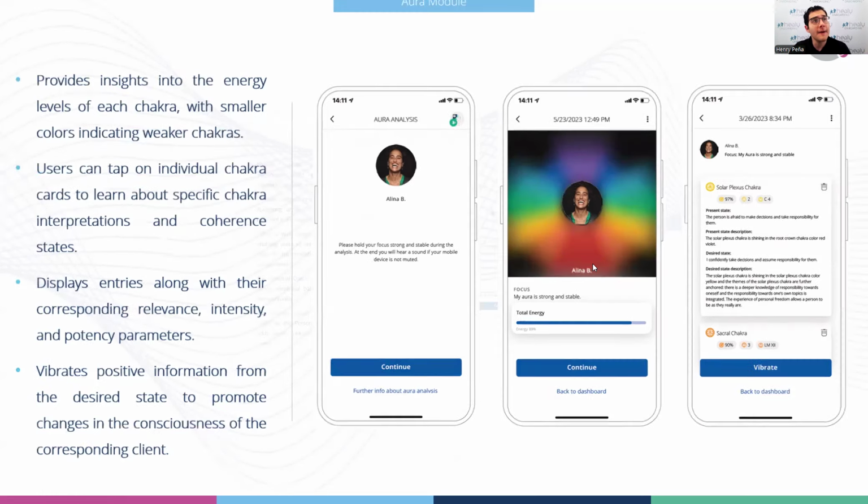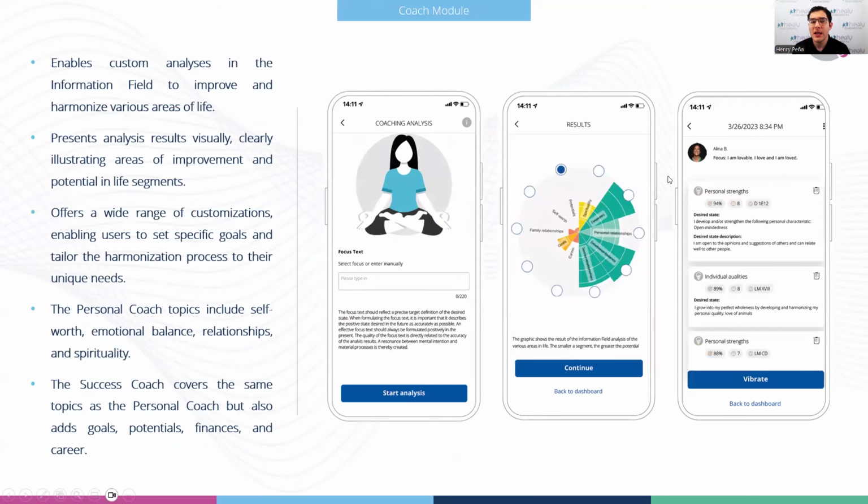Then we have the coaching module, which I would say offers a more pragmatic approach, because if you're not super familiar with the aura, you can always do the coaching module. This one focuses on areas of life that pretty much everybody relates to: finances, spirituality, self-worth, family relationships, social relationships, career, etc. The way this one works is that you do a quick analysis. Once you do the analysis, you can see on the left side of the screen it says focus text.